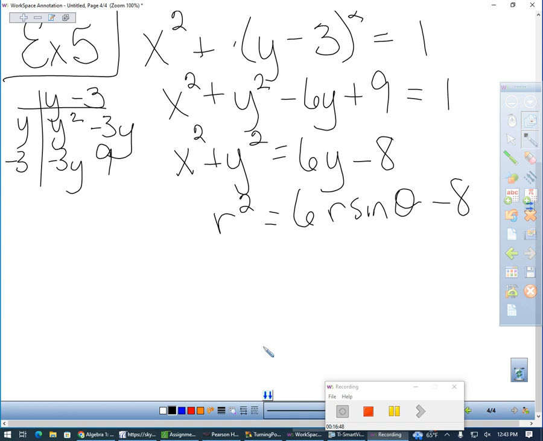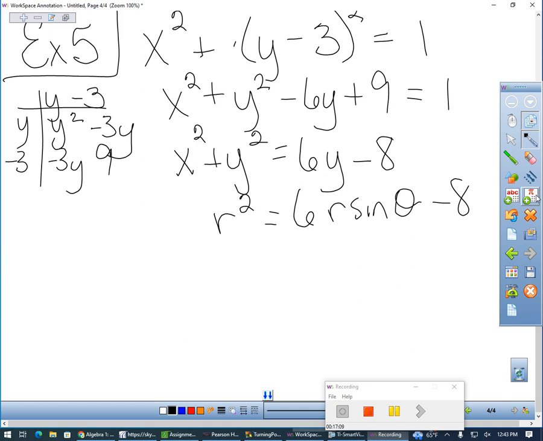Okay? And this could happen: if you get to this side and there are r's everywhere, so maybe this 8 had an r sine or r cosine on it, right? Divide everything by an r. But other than that, I'm good if you stop right here. Okay?